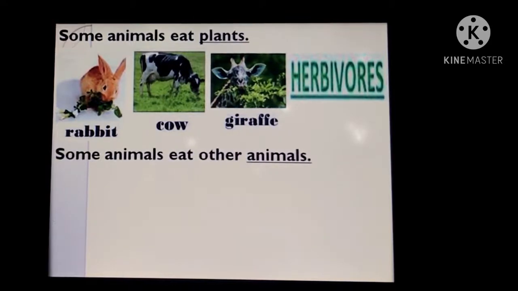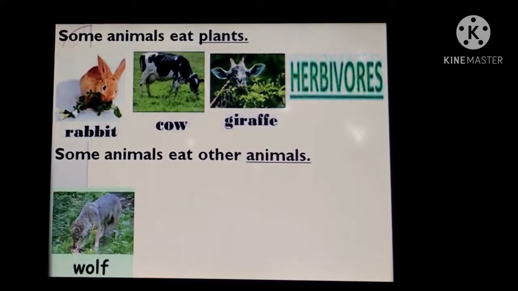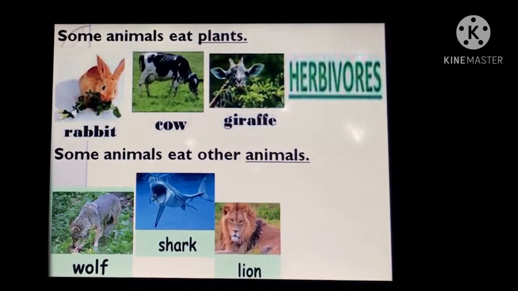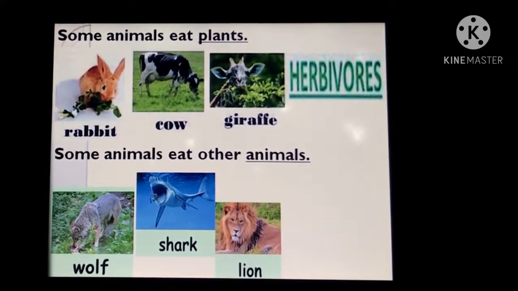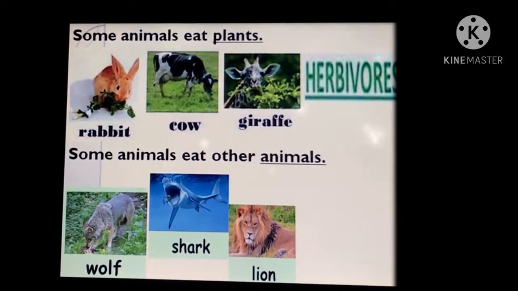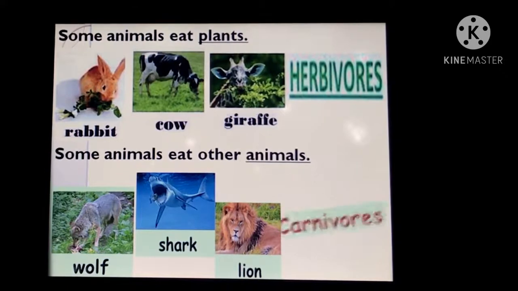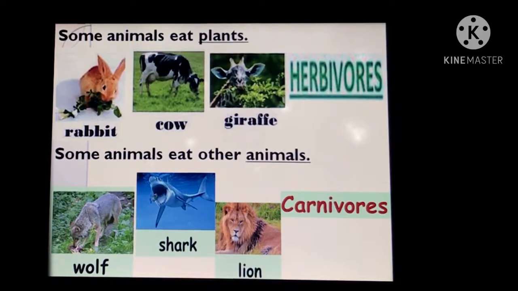The second one, some animals eat other animals. For example, we have the wolf, the shark, and the lion. These animals are what we call the carnivores. So if we have herbivores, they eat plants only. For carnivores, they eat other animals.